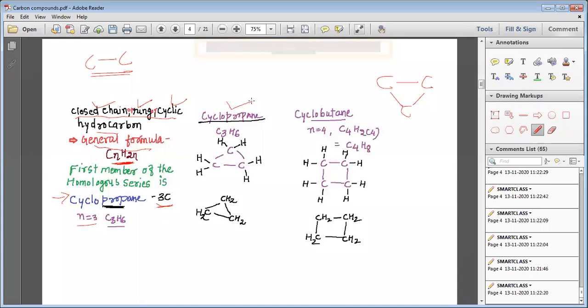You can see here that we have cyclopropane that has C3H6. You can see that we have 3 carbons bonded in a cyclic manner. So we will have CH2 bond CH2 bond CH2.